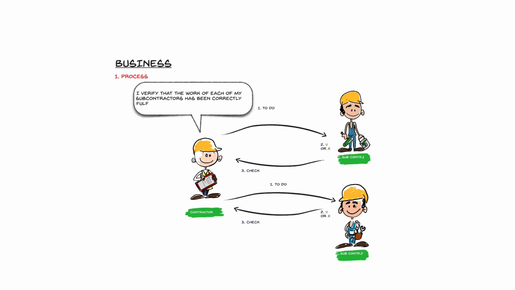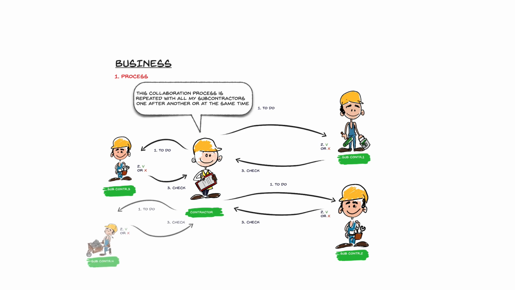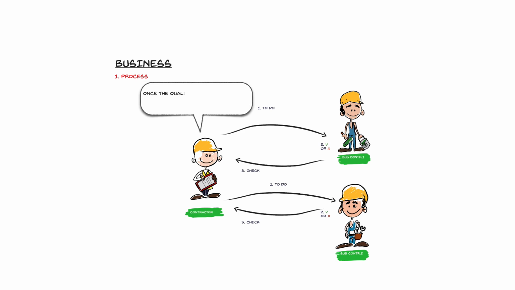Subsequently, the contractor checks the work of the subcontractors and ensures that it has been performed correctly. The process of collaboration is the same with each subcontractor and whatever their number. Only after verification can the contractor complete the task and consider it as completed.